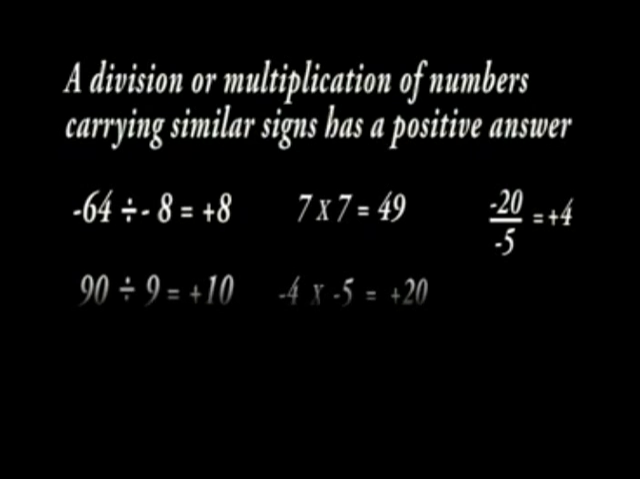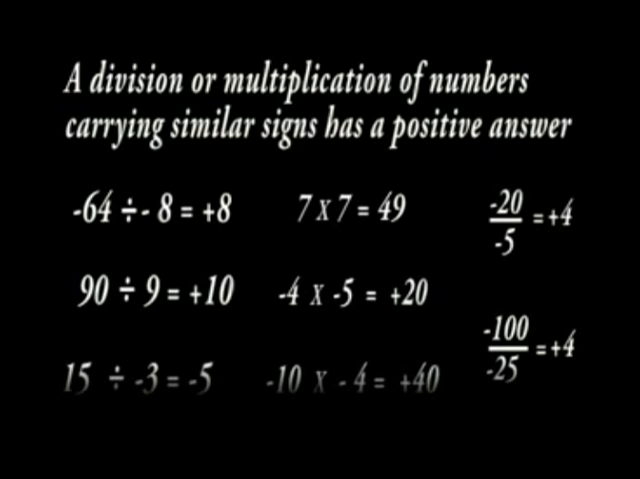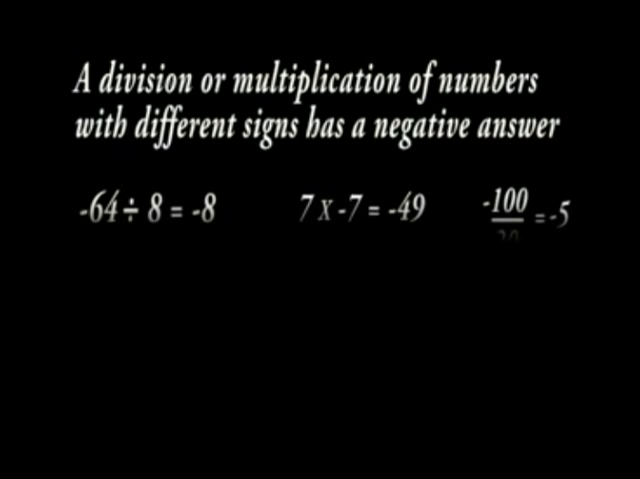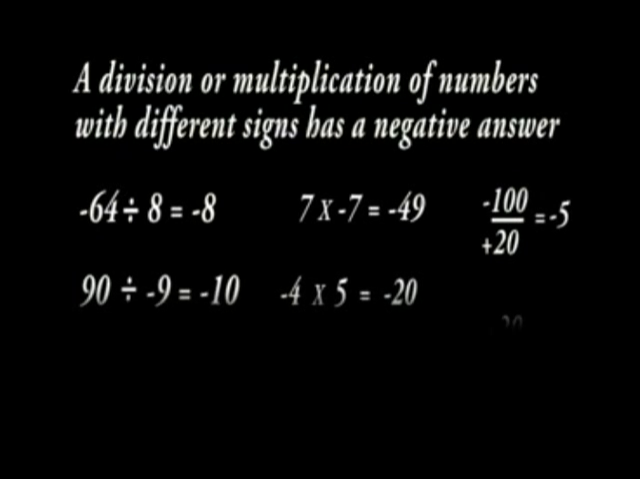90 divided by 9, the answer is 10. Take a look at the other examples. Rule number 2. Division or multiplication of numbers with different signs has a negative answer. That is, -64 divided by 8 is -8. 90 divided by -9 is -10.